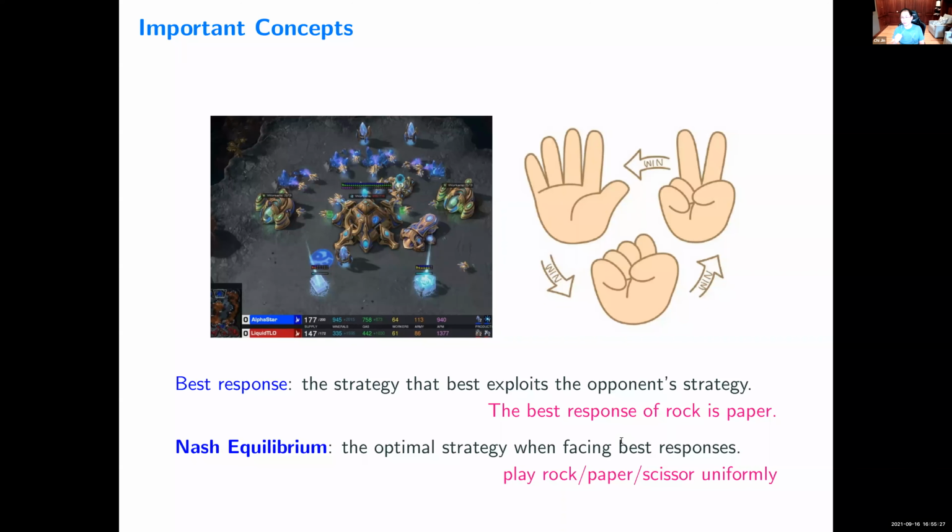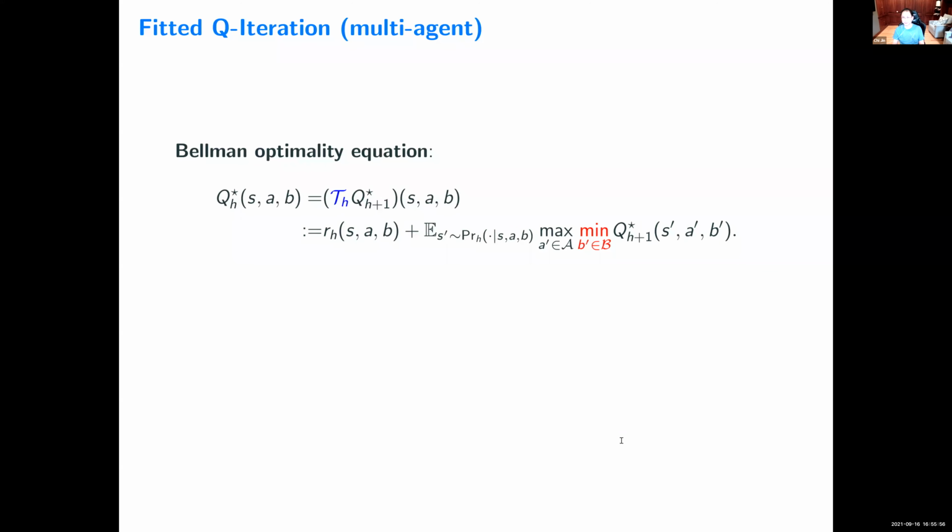So in this case, no matter what my opponent plays, because we're playing simultaneously, even though they know my strategy is to play uniformly, they have no way to counter it. Eventually, this is the optimal strategy I'm going to have. This is the so-called Nash equilibrium. And in the Markov game setting, the multi-agent 2-player zero-sum Markov game setting, we also have a concept of Nash equilibrium. That is an optimal strategy, assuming my opponent is always playing the best response. And this is the target we're trying to find.